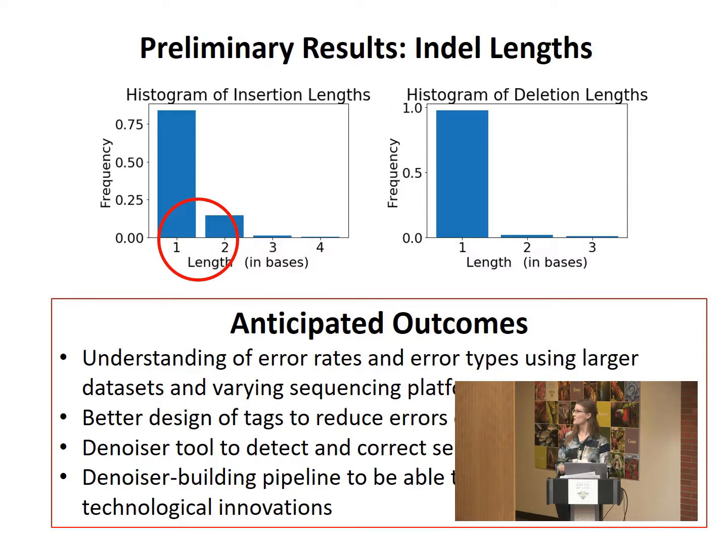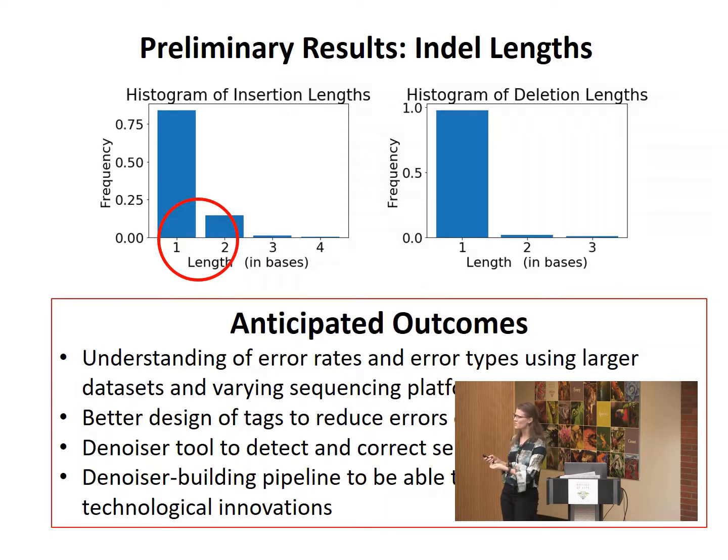So again, this is at the very beginning. This project just started officially 2 weeks ago. So we'll be hopefully discussing more results at the next conference and beyond. But the anticipated outcomes of this research would include a better understanding of error rates and error types using larger data sets, contributing to the front-end design of projects in terms of design of tags to be robust to the types of errors that the sequencers make, as well as using information about patterns of variability in sequences and amino acids to detect and correct sequencing errors.